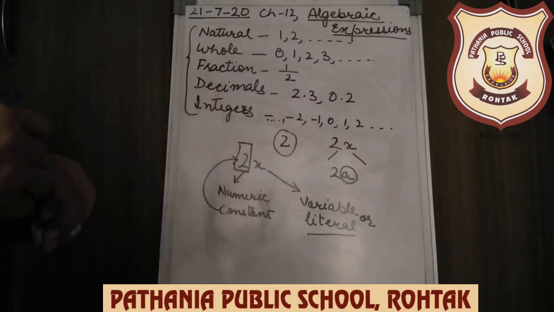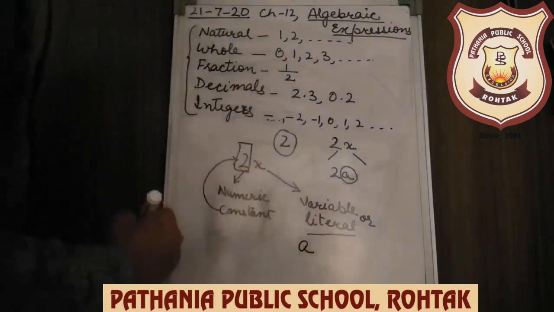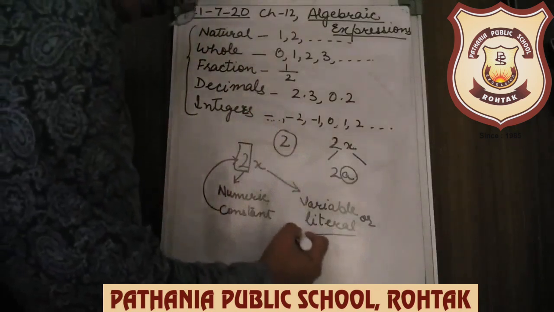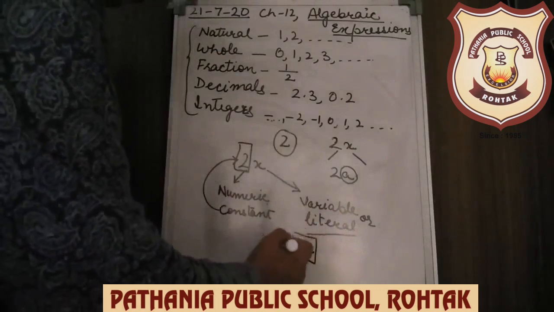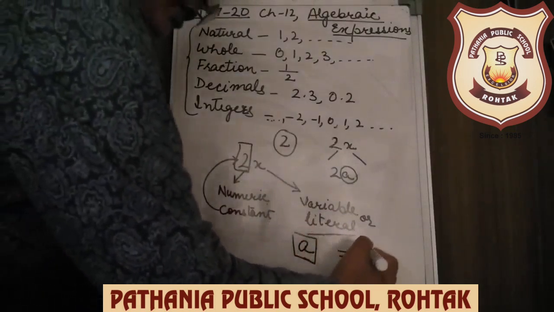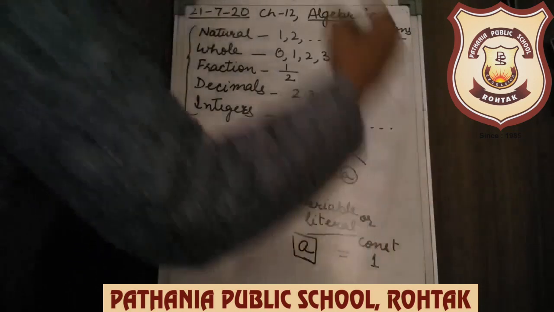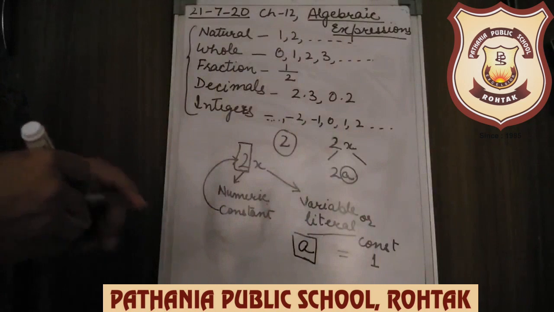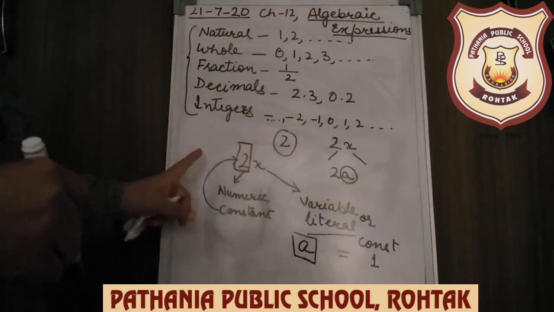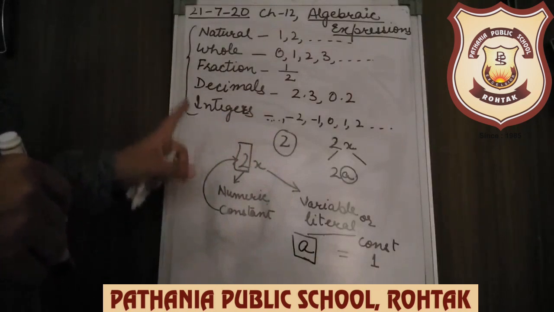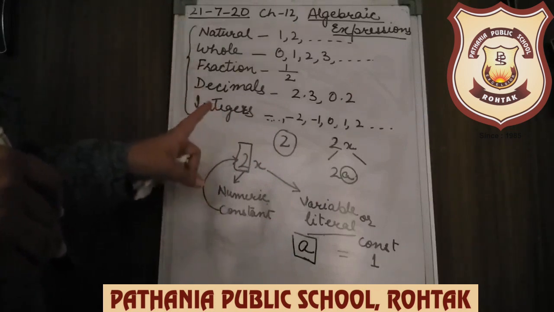And one more thing, if I write only a, this is also an algebraic expression. Here, if I don't write anything in front of the variable part, it means the constant is always 1. So remember this thing. Other than 1, every constant value will be mentioned in the expression.